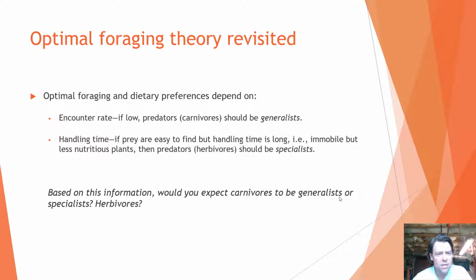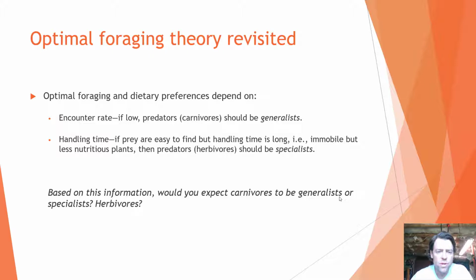And then handling time is the other component of optimal foraging theory. If prey are easy to find, but handling time is long, in other words, they're immobile but less nutritious plants. And when we talk about handling time, you can think not only about the time it takes to actually eat the thing, but also the time it takes to digest it and that type of thing.